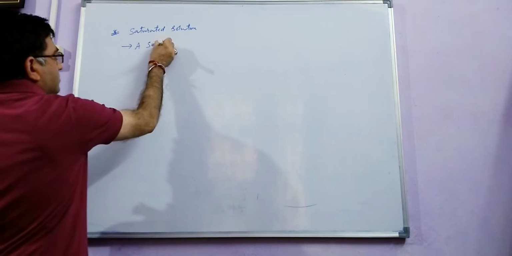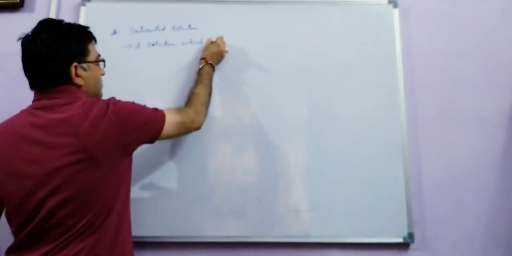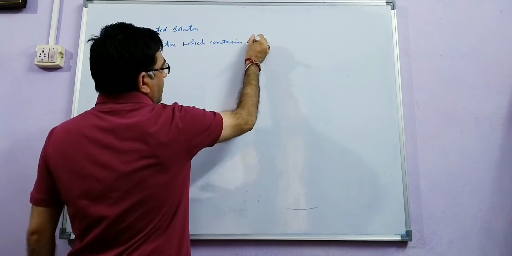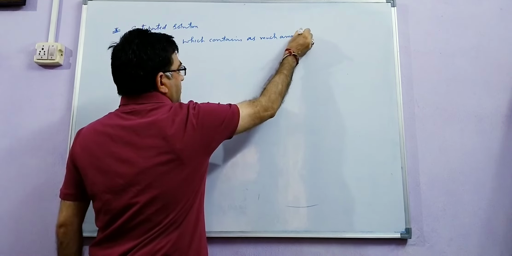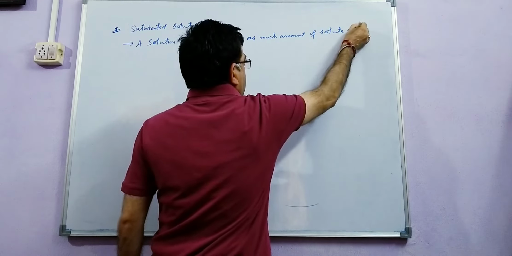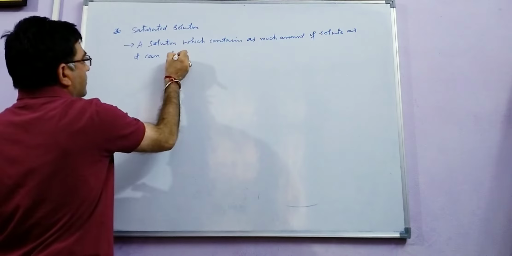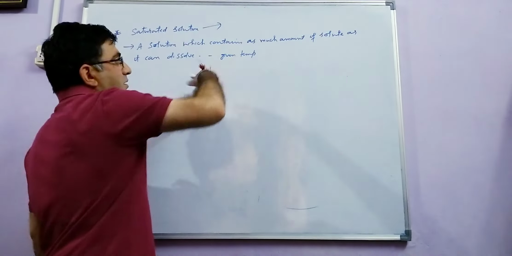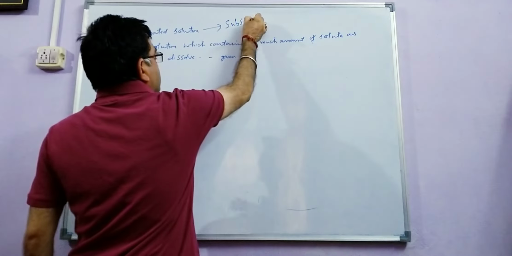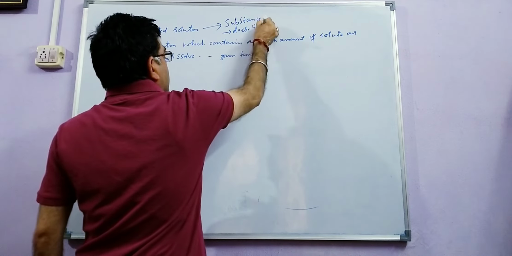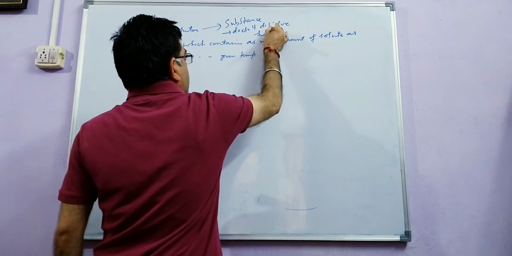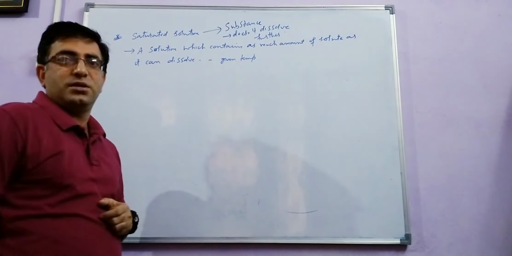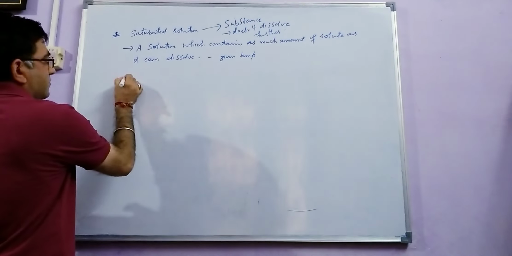A saturated solution is a solution which contains as much amount of solute as it can dissolve at a given temperature. Means it is a solution in which the substance does not dissolve further. As much solute as can dissolve has already dissolved, and no more can dissolve. Clear. Next is unsaturated solution.